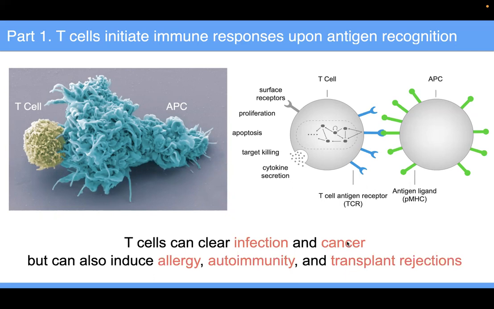But when this activation is inappropriate and the target antigen is not derived from an infection or cancer, it could also lead to allergies. This is when the antigen is innocuous. Autoimmunity, when the antigen is derived from your own self tissues. And it could also lead to the rejection of transplants because T cells recognize these transplants effectively as foreign.